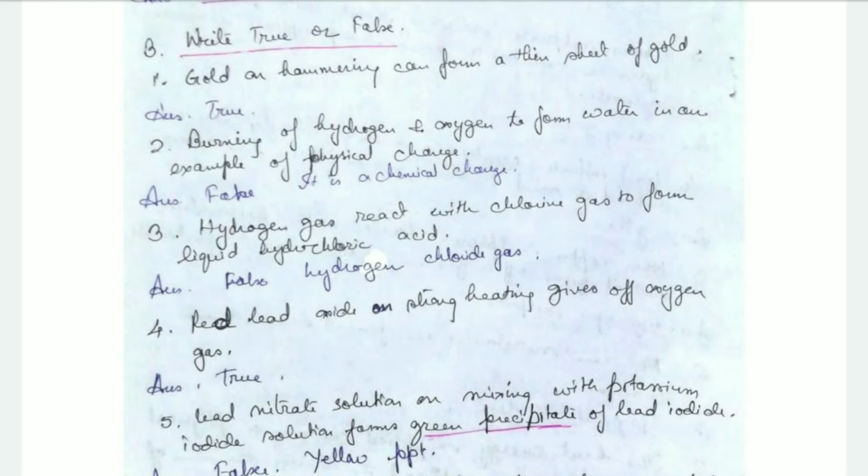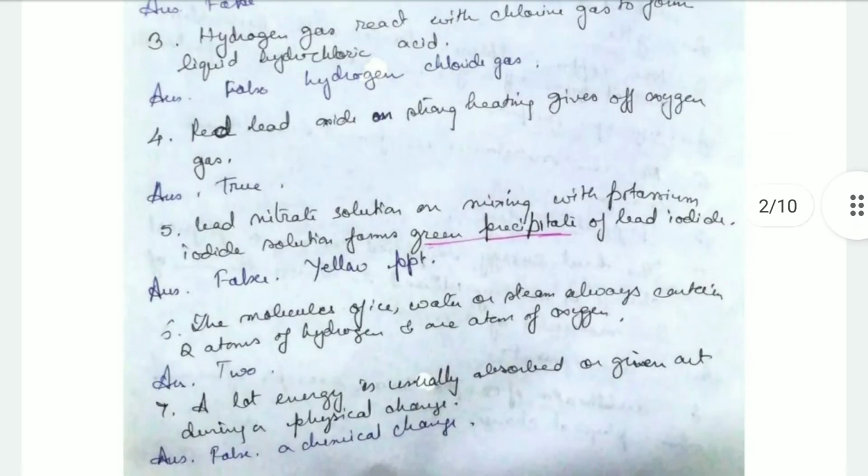Then hydrogen gas reacts with chlorine gas to form liquid hydrochloric acid. No, when hydrogen gas combines with chlorine gas, it forms hydrogen chloride gas, not liquid hydrochloric acid. Okay, when this hydrogen chloride gas reacts with water, it forms hydrochloric acid. Now the red lead oxide on strong heating gives off oxygen gas. That's true. Then lead nitrate solution on mixing with potassium iodide solution forms a green precipitate of lead iodide. No, it forms a yellow precipitate. So the statement is false.